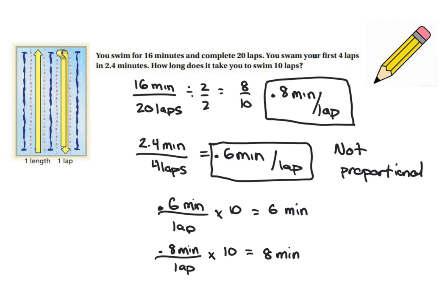So we would be able to estimate that it would take you about 7 minutes. And really, any estimate that you gave, in my opinion, that's between 6 and 8 would be accurate. However, please understand that your first 4 laps at 0.6 are probably going to be your fastest, meaning that you are going to slow down from there. So thinking that you are going to swim your last 10 laps in anywhere near 6 minutes is probably unrealistic.